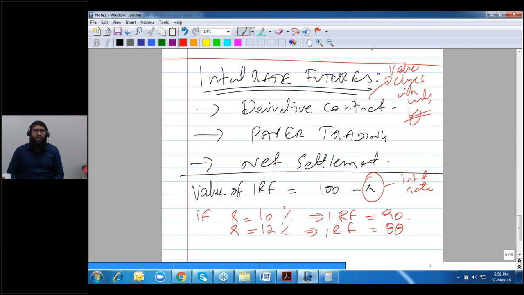Zohaib Ali is asking what is IRG. IRG is interest rate guarantee. Interest rate guarantee is the other name for interest rate options.